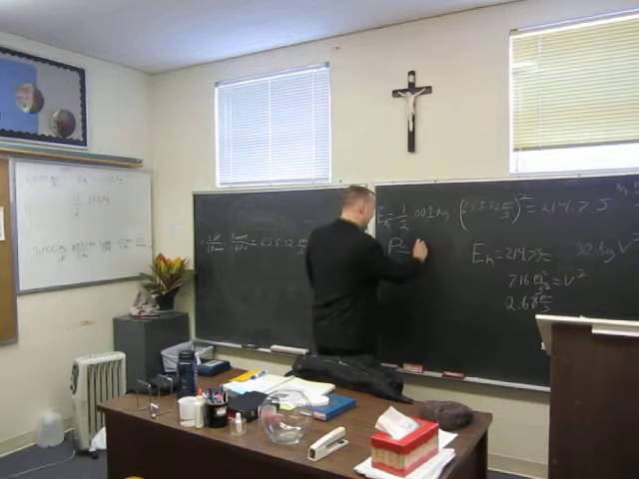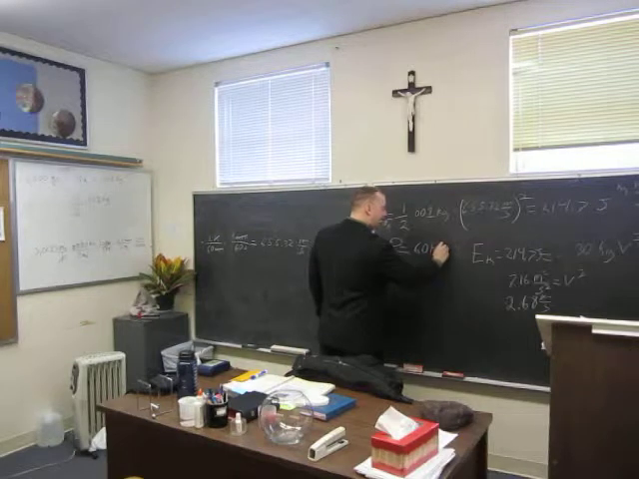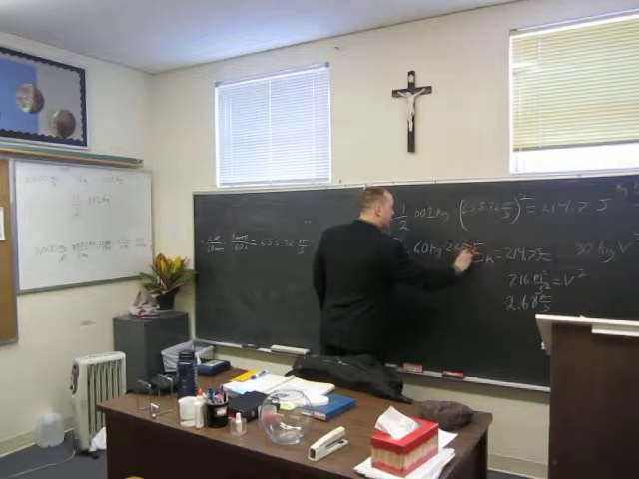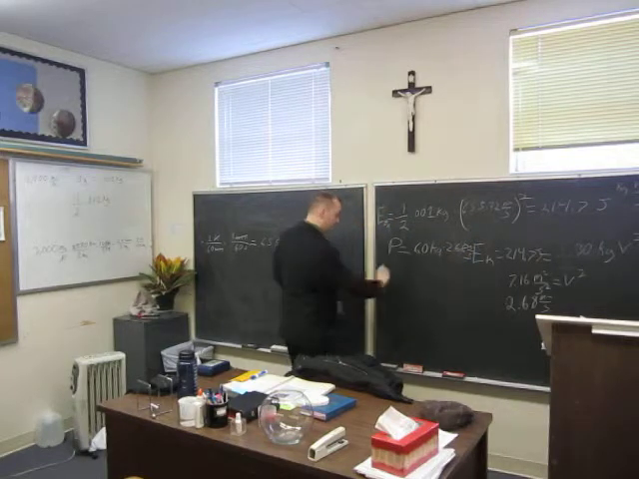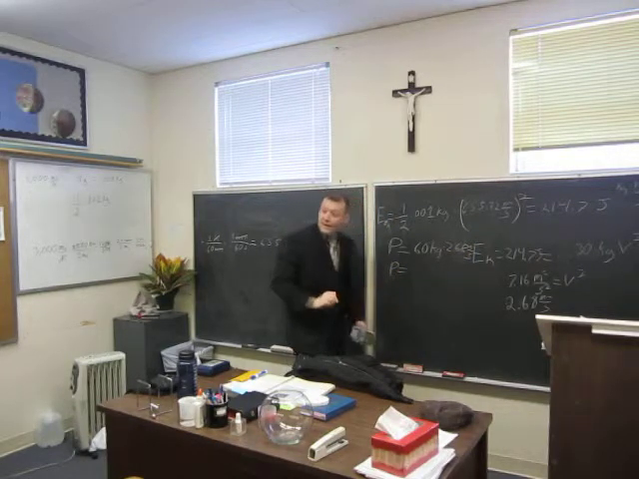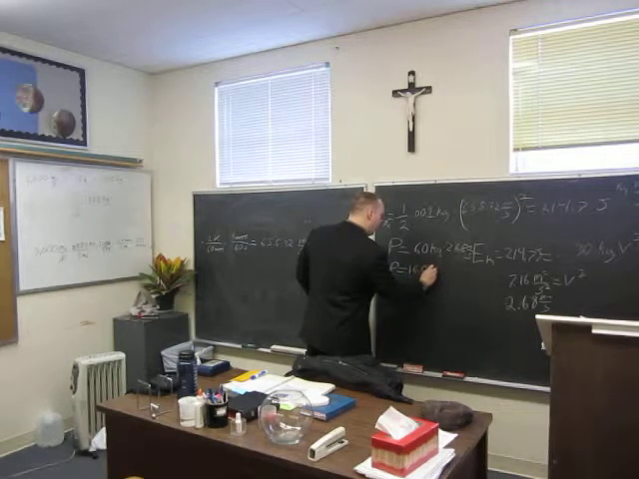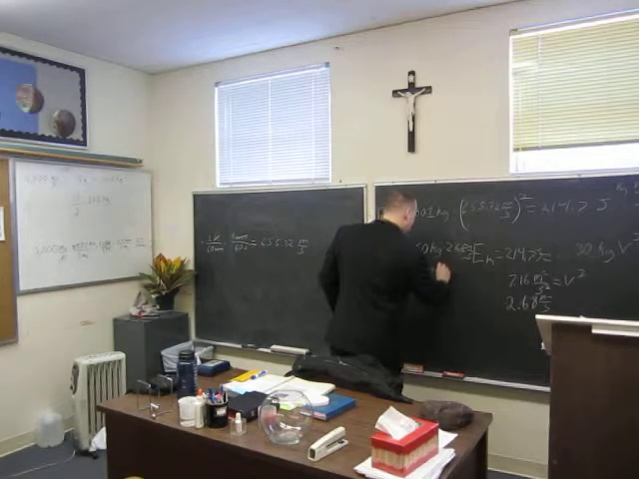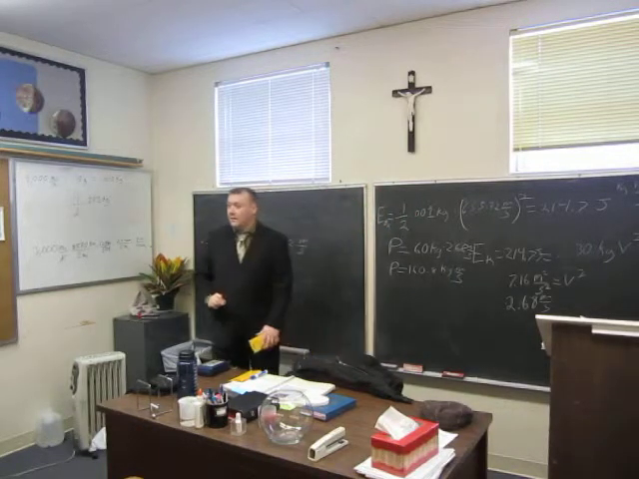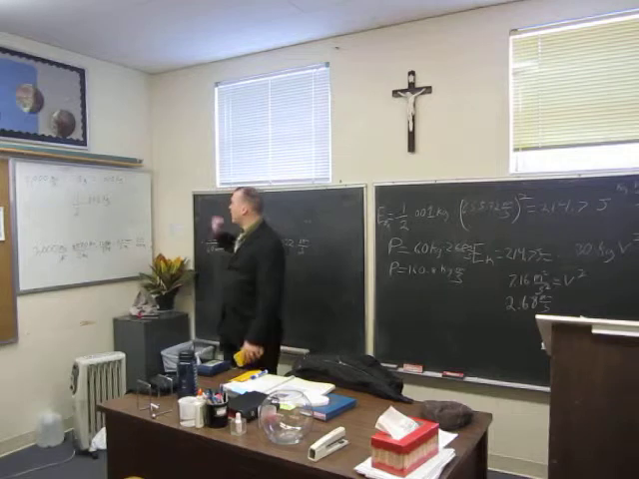Well, you're the one who said it. 60 kilograms, 2.68 meters per second. It's converted now. P equals what? 160.8 kilograms meters per second. Yeah. That's your momentum.